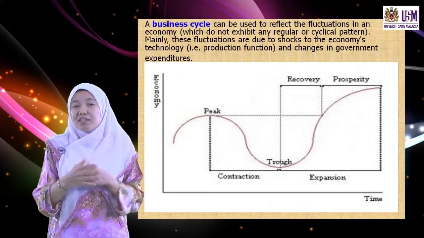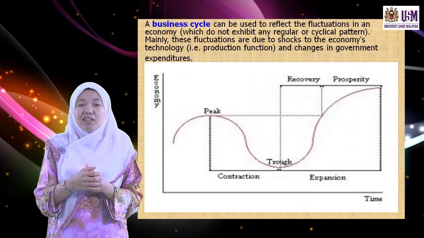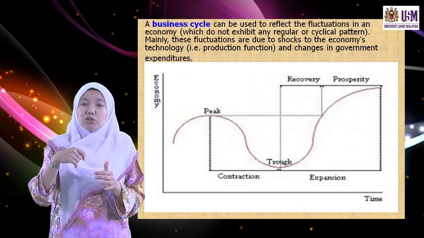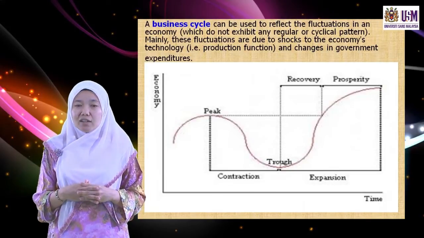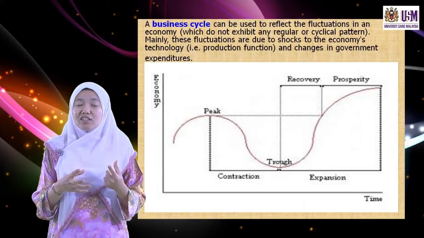So this is a business cycle that fluctuates over more than 1 year, but not that long as compared to the trend. This is a cycle that is going to be repeated. There's one theory in economics which explains the election cycle.